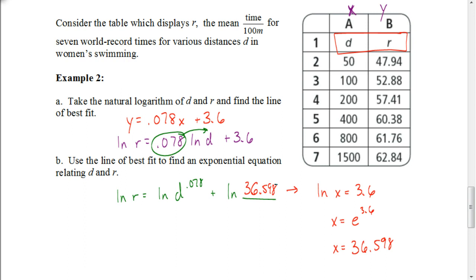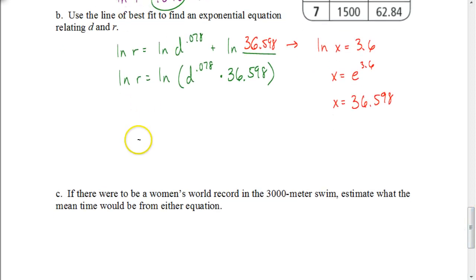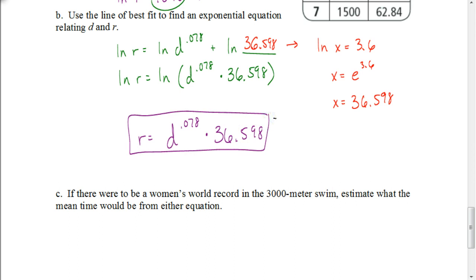So now I can write this as a single logarithm. So it'll be D to the 0.078 times 36.598. So if I want an equation that's solved just for R, my equation would be R equals D to the 0.078 times 36.598. That'd be my equation they're looking for.